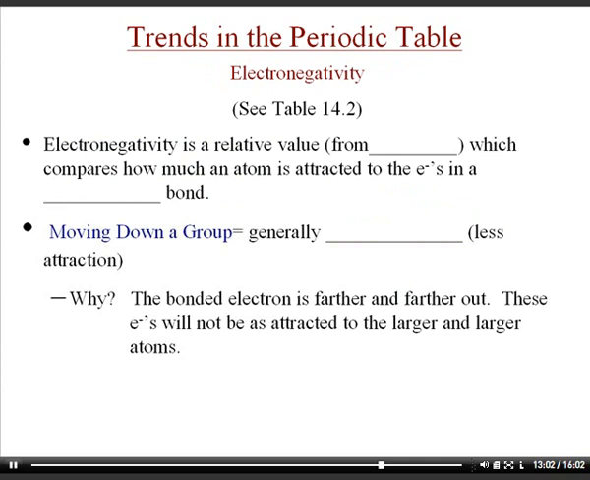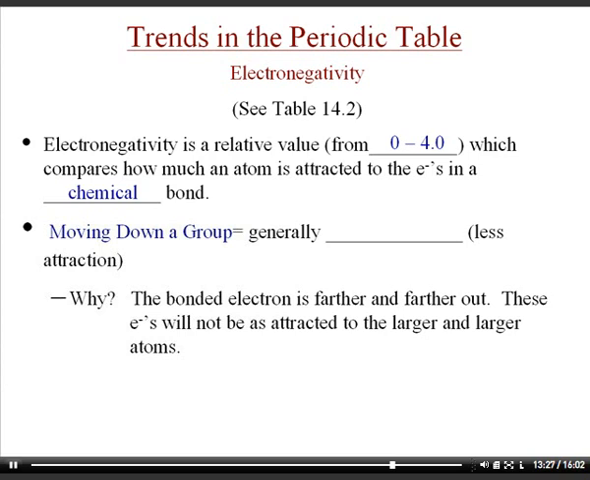Now, the electronegativity is the next trend, and it's a relative value from 0 to 4, 4 being the highest electronegativity on the periodic table, which is going to be the element fluorine, and it compares how much an atom is attracted to electrons in a chemical bond. So ionization energy is basically how much you're attracting your own electrons and you're trying to take one away. Electronegativity is how much the atom is attracted to another element's electrons when they're making a chemical bond.